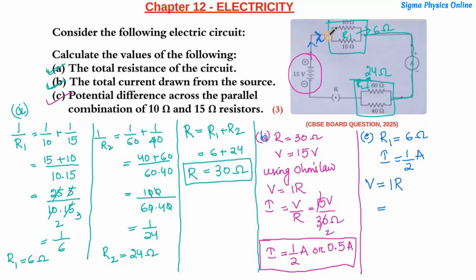Now the current flowing through this branch is 1 by 2 ampere. So it's 1 by 2 multiplied by the equivalent resistance of this circuit, that is 6 ohm. So it is 3 volt. So the potential difference across the equivalent resistance of 10 ohm and 15 ohm is 3 volts. Let me write this as Vp, that is V parallel, the potential difference across the parallel circuit of 10 ohm and 15 ohm. So these are the answers to this question.